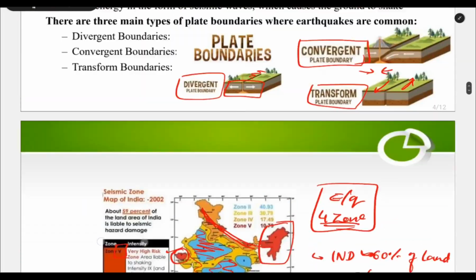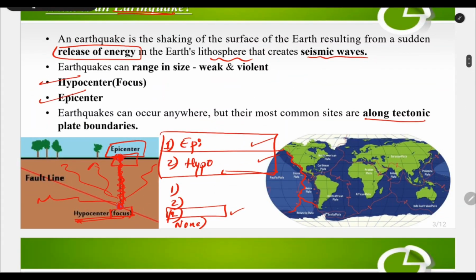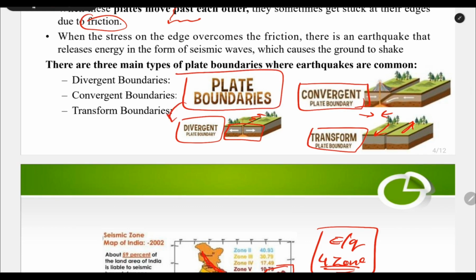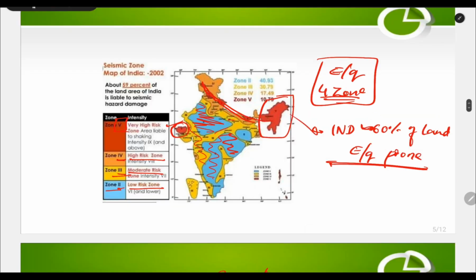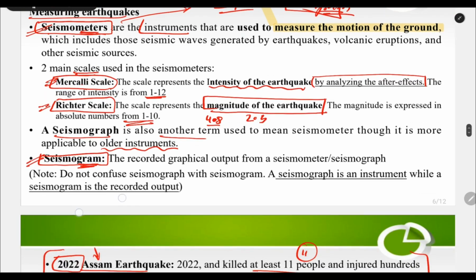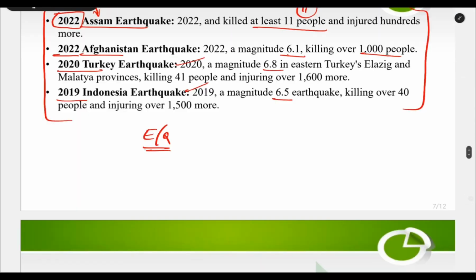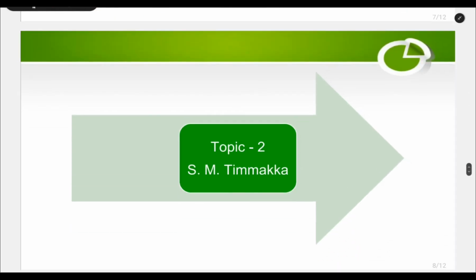Then from the examination point of view, you just remember hypocenter, epicenter, the boundary plates, movement, how the boundaries are, like is it convergent, divergent, or transform, what area is earthquake prone, and the scales. Remember the scales, remember the graphs and grams. So that is it. That covers your earthquake. Moving on to the next topic.